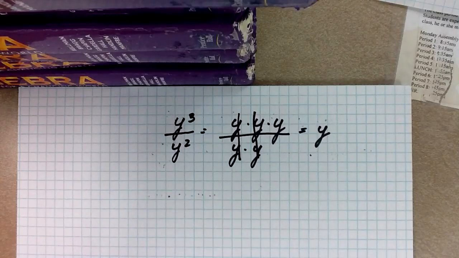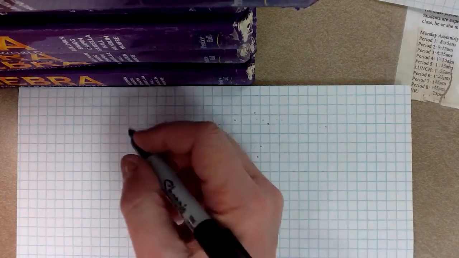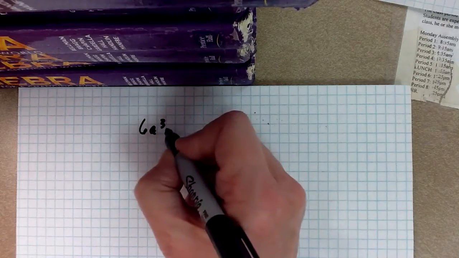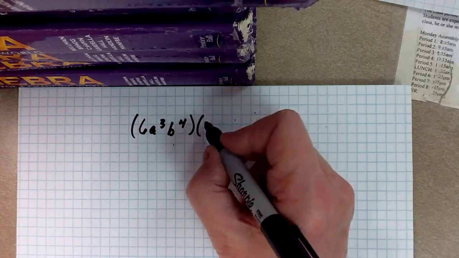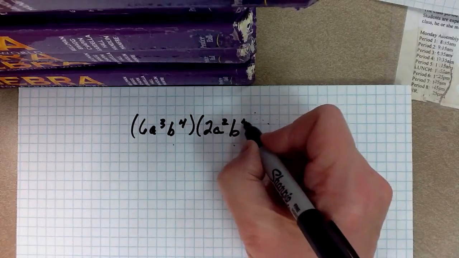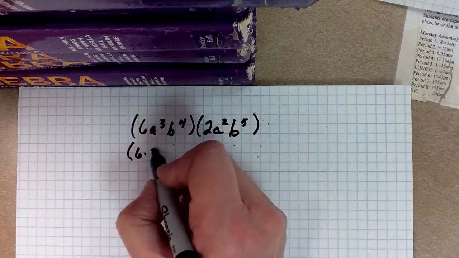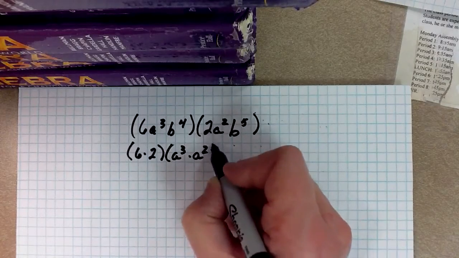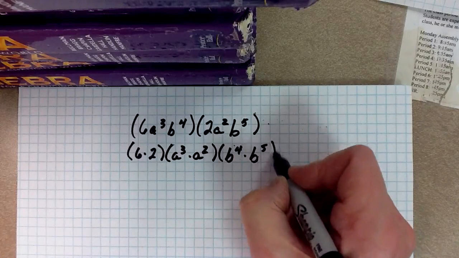So let's take a look at another one. Work along with me. Let's take something a little bit more complicated. Let's take 6 times a cubed b to the 4th, and we're going to multiply that guy by 2 times a squared b to the 5th. So again, separate out your common factors. You've got the 6 and the 2. You've got the a cubed and the a squared. And then finally you've got the b to the 4th times b to the 5th.